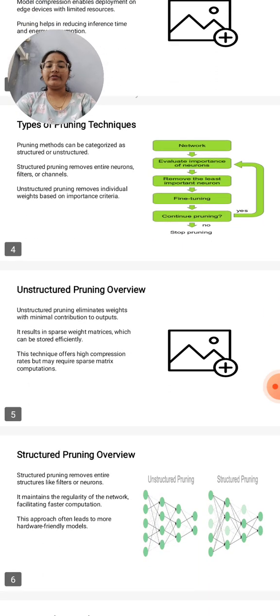Unstructured pruning overview. Unstructured pruning eliminates weights with minimal contribution to outputs. It results in sparse weight matrices which can be stored efficiently. This technique offers high compression rates but may require sparse matrix computations.